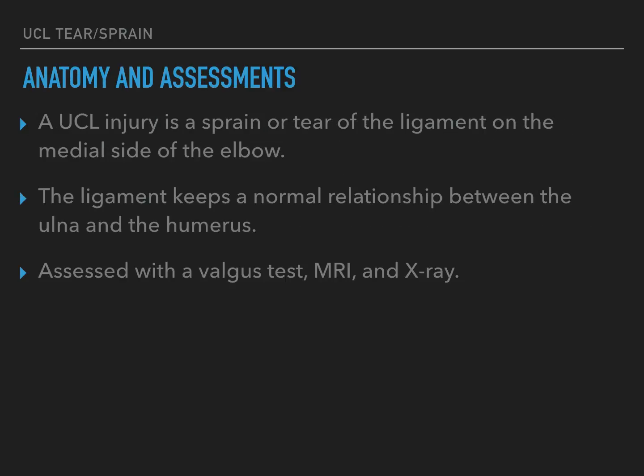The anatomy and assessments. A UCL injury is a sprain or tear of the ligament on the medial side of the elbow. The ligament keeps a normal relationship between the ulna and the humerus, and it is assessed with a valgus test, MRI, or X-ray.